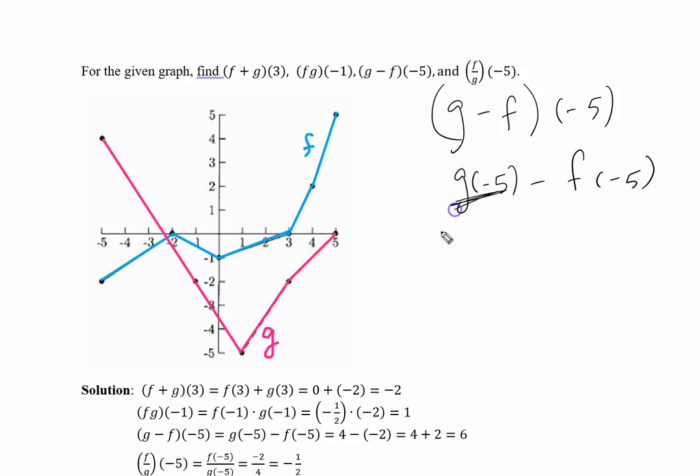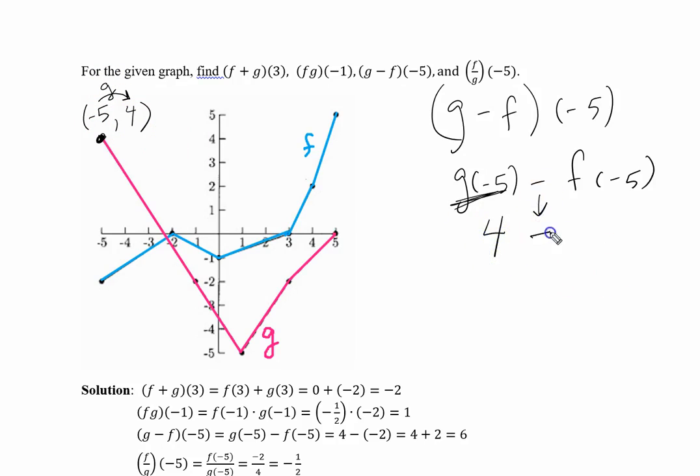So I'm going to start with this one. I look at the red graph and find the point whose x-coordinate is -5. There it is. That point has coordinates (-5, 4). And what a function does is it maps the x-coordinate into the y-coordinate. So this red one is g. g evaluated at -5 is equal to positive 4.